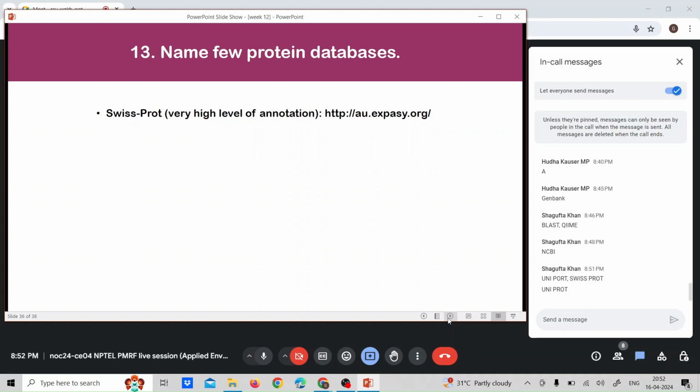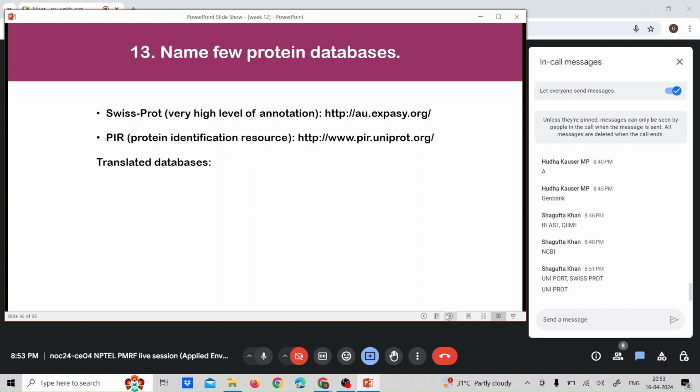So we have Swiss-Prot, which has a very high level of annotation. So you have very refined data about proteins there. You have the Protein Information Resource, which is powered by UniProt, whereas Swiss-Prot is from ExPASy. And again, this is a very good database for protein searches.